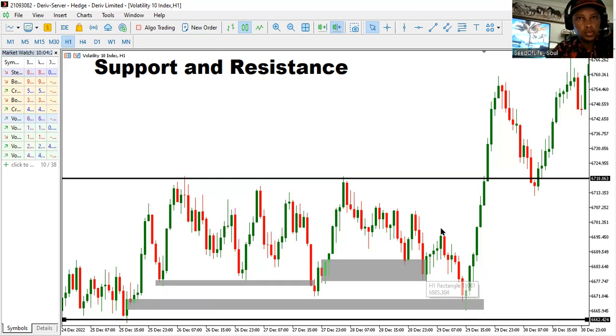The price went up. It came back to what? To its demand zone. Now look at how the market went up from its demand.